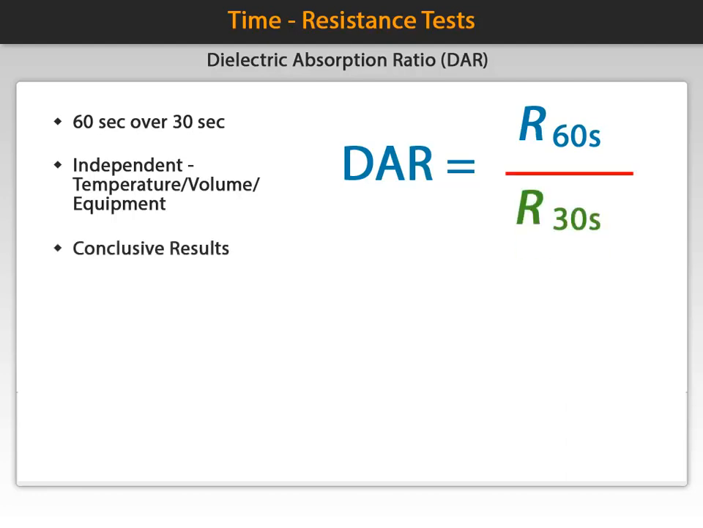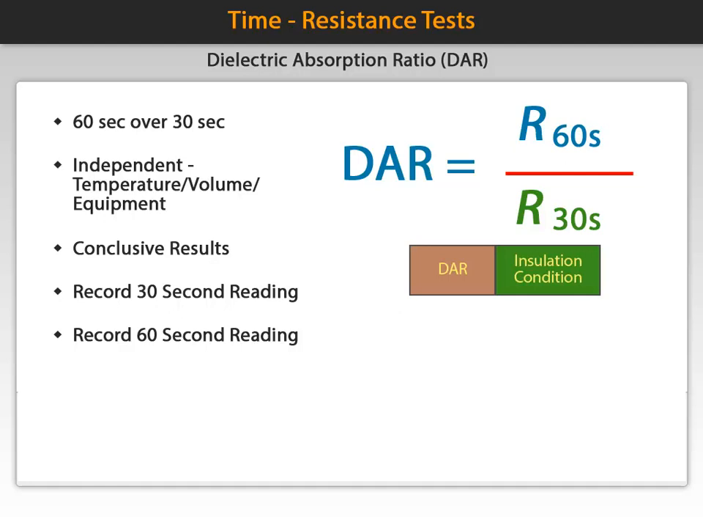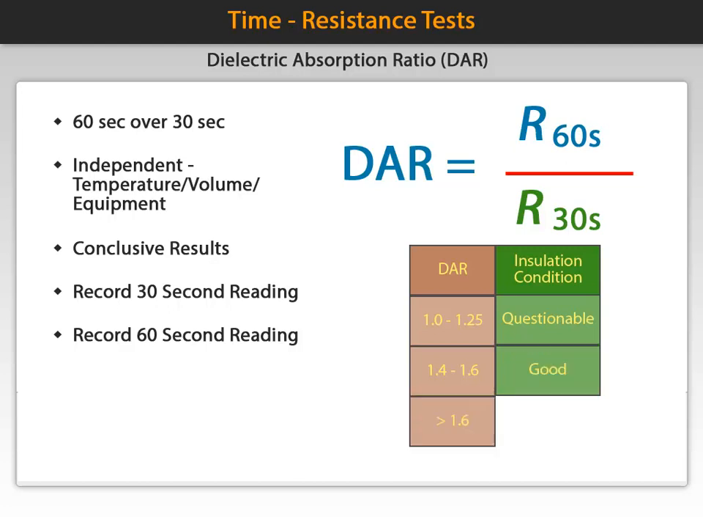The test can provide conclusive results as to the condition of the insulation. The test involves recording the 30-second reading first, then the 60-second reading. Then you can compare the resulting ratio to this table. Results between 1.0 and 1.25 are considered questionable. Ratios between 1.4 and 1.6 are considered good, and anything above 1.6 is considered excellent. The term Gill has been coined and named after Paul Gill, the author of the book entitled Electrical Maintenance and Testing, and used as a gauge to evaluate the condition of the insulation.